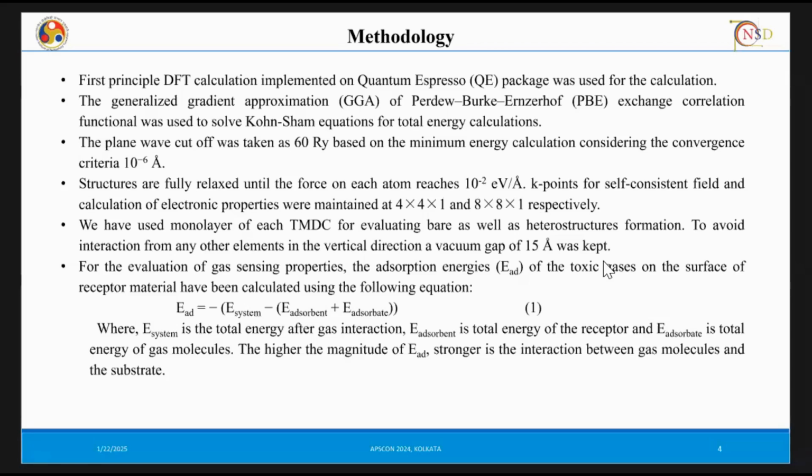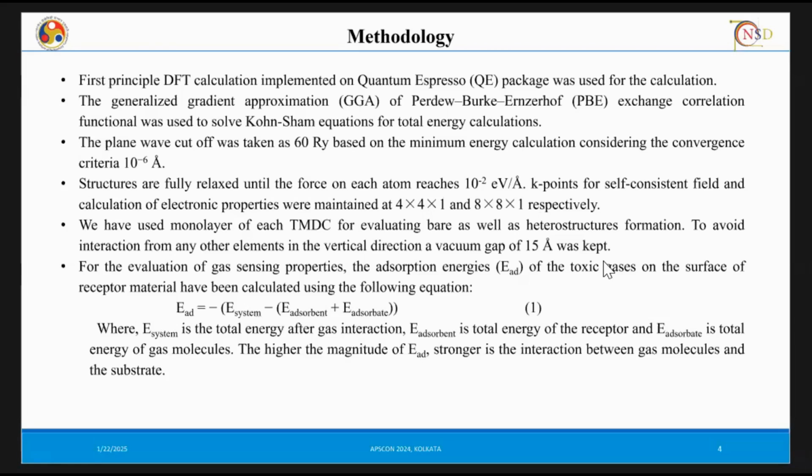As I have mentioned, the cutoff energy we have observed is 60 Rydberg. It could be different depending on the parameters we are using for unit cell and single layer. Similarly, other parameters are K points. For the single unit cell, as well as when we make the single layer or multi-layer structure, there will be variation in the K points. That also we need to optimize, and we have observed that 4x4x1 and 8x8x1 give us the minimum energy. Once the material is optimized, we went on to observe the gas sensing interaction.